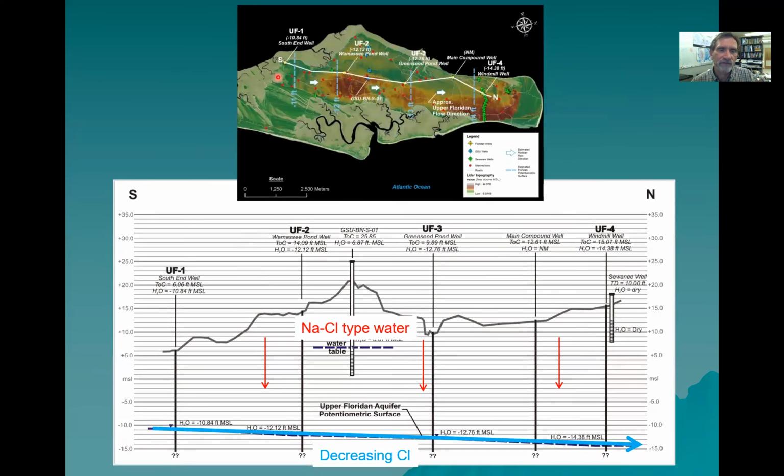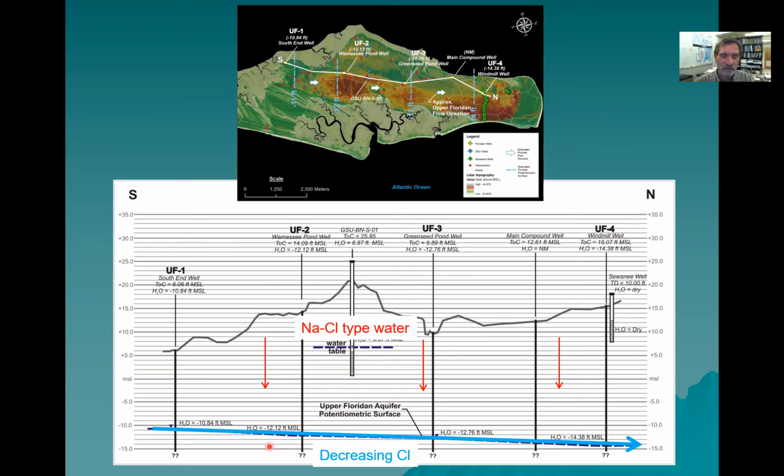Here's our Floridan traverse from south to north. There's a cross section through that. These are our wells that we're using. And what we see, of course, is the potentiometric surface as it declines into the Cano Depression beneath St. Catherine's Island. So there's our south to north groundwater flow path. What's interesting is we've consistently found along our traverse here decreasing chloride concentrations along this groundwater flow path.